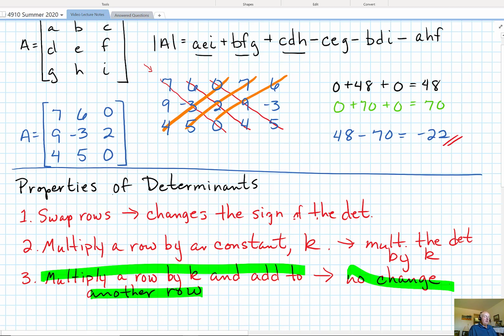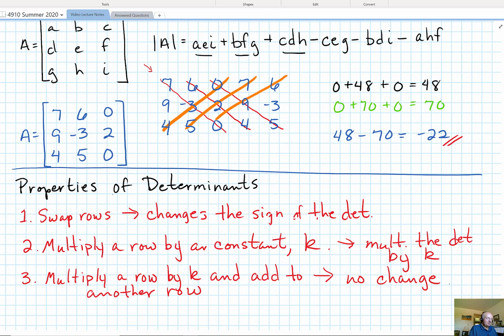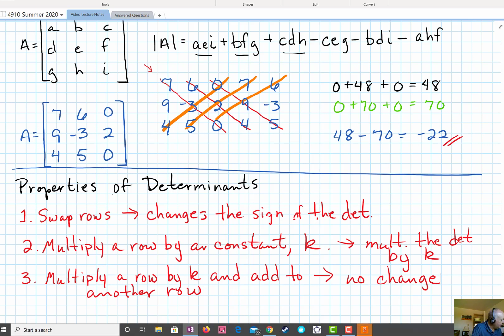But if I end up multiplying two rows, then the row that gets replaced, whatever I multiplied it by to line things up, will also multiply the determinant. That constant will multiply the determinant. You can check that out and see that those things happen.